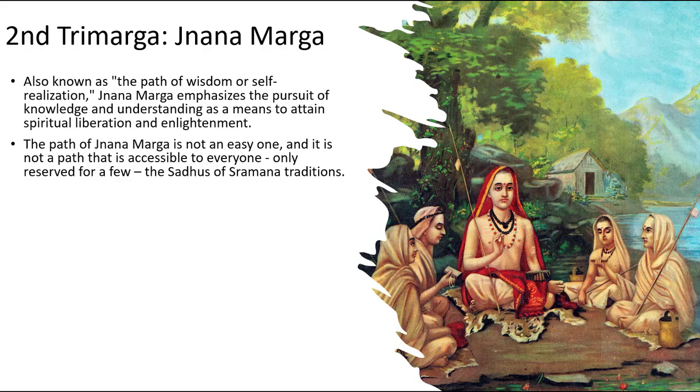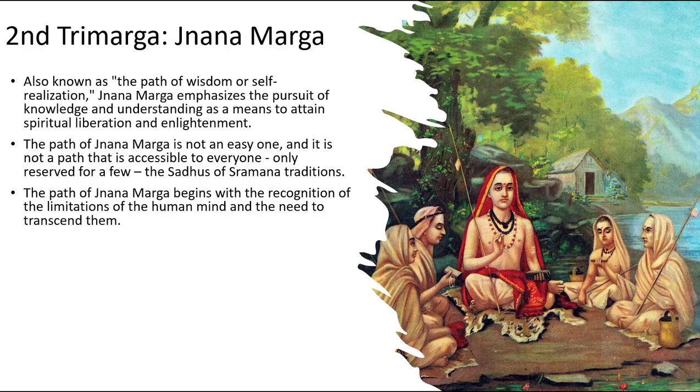The sadhus typically wear orange robes, sometimes other traditional clothing as well, sometimes white. And they may live alone, or they may live in small communities with other sadhus. The path of Jnana Marga begins with the recognition of the limitations of the human mind, and the need to transcend them in order to realize the ultimate truth. This recognition often arises from the experiences of suffering, and the realization that material possessions and worldly pleasures are ultimately unsatisfying and impermanent. We're going to see that word a lot when we get to Buddhism.